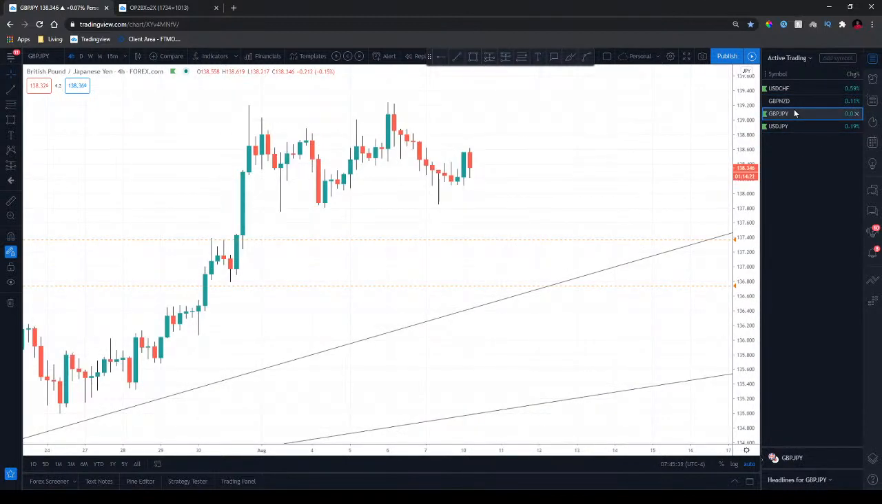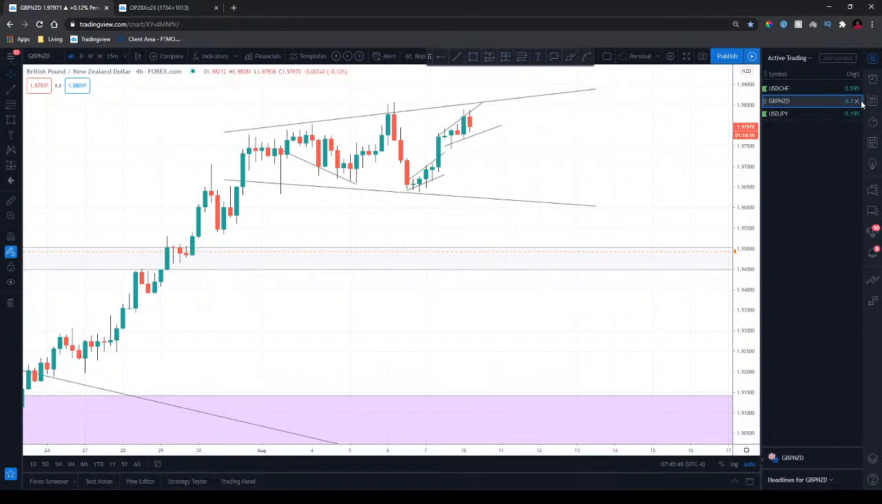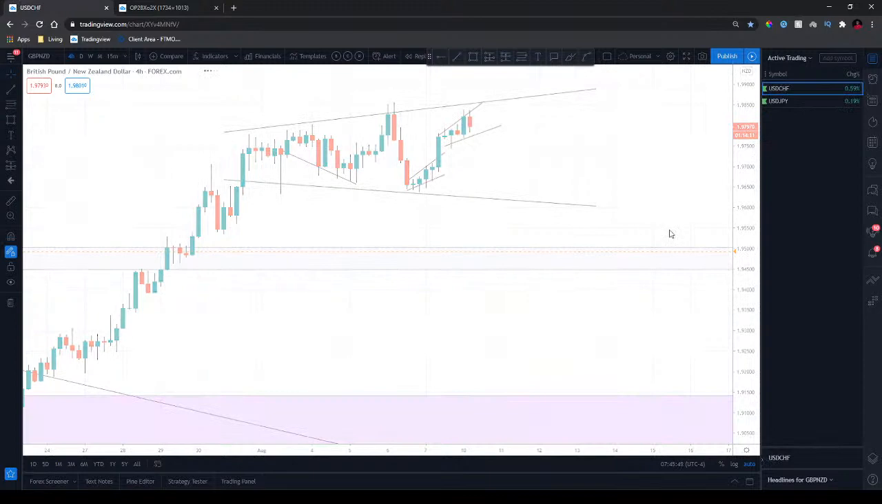GJ, just waiting for the alert to go off, then I'll actually put it on my list. GN, I don't care about right now. So two pairs I'm paying attention to for the week: USDCHF and UJ.